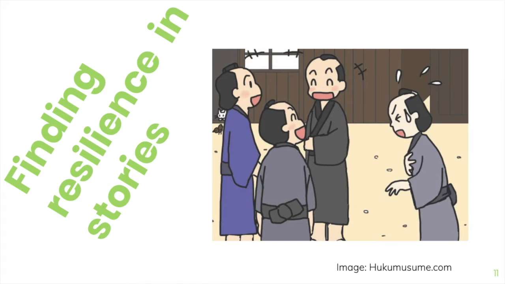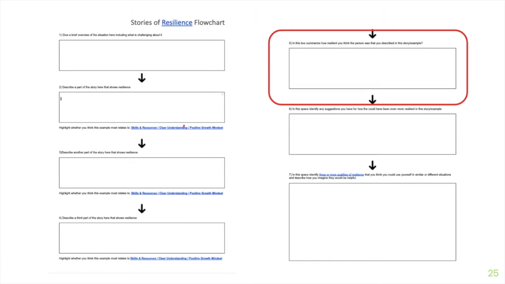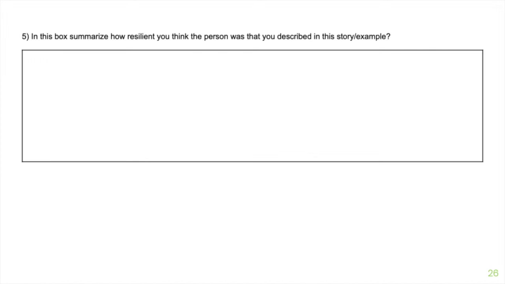In part three of finding resilience in stories, we will finish the final three cells of the flowchart that you're using, and then you'll be able to complete the task. And then there's the last three sections of the flowchart, which ask you to summarize a little bit. For instance, in box 5, summarize how resilient you think the person was that you described in your story. Not in the story I just told you, but in your own story, how resilient are they?